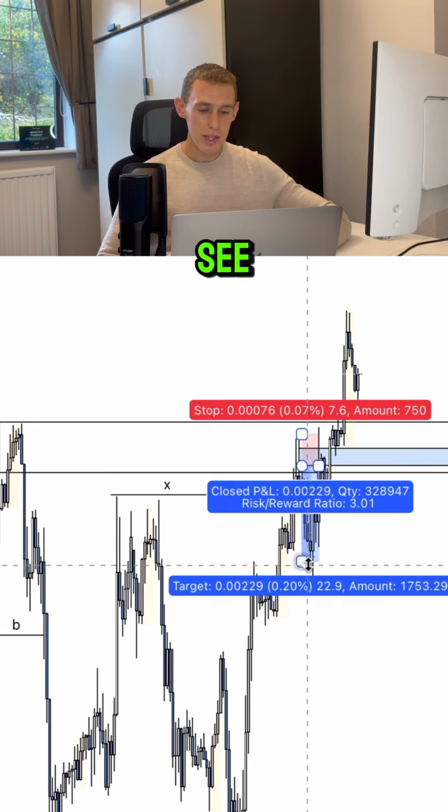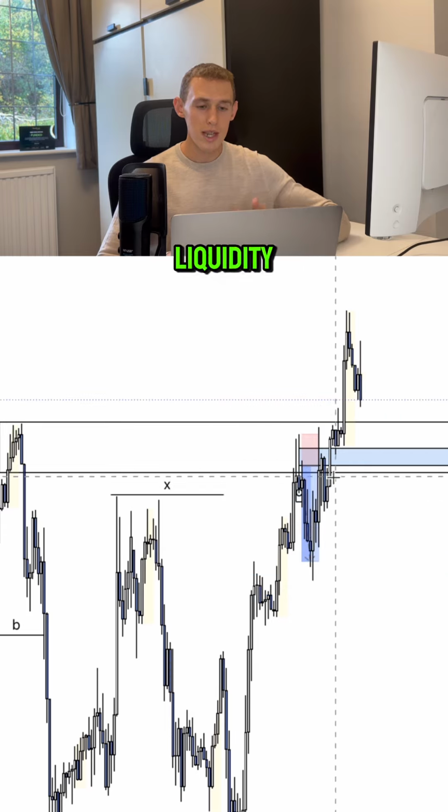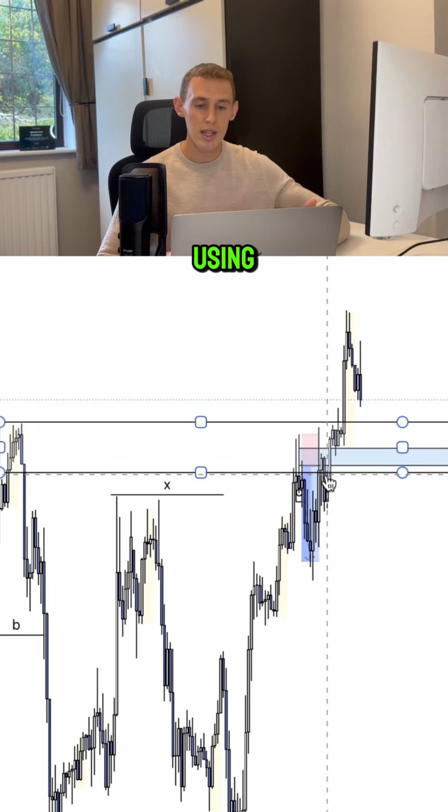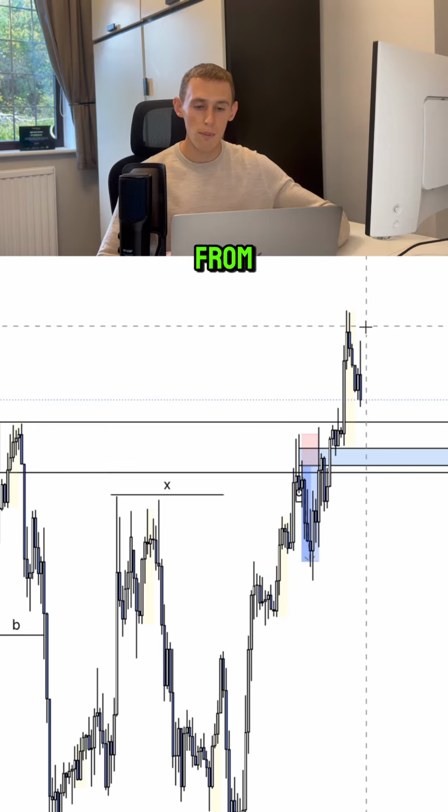However, eventually you can see this trade did continue over to the upside, right? But because we were using liquidity to anticipate a reaction and using this mechanical 1 to 3 model, we still were able to capitalize and profit from this move, even though price did eventually continue up.